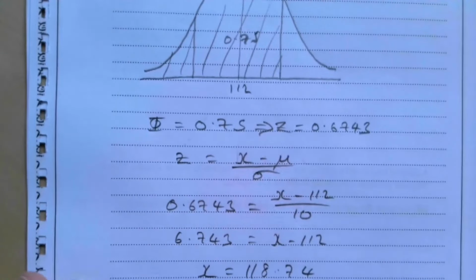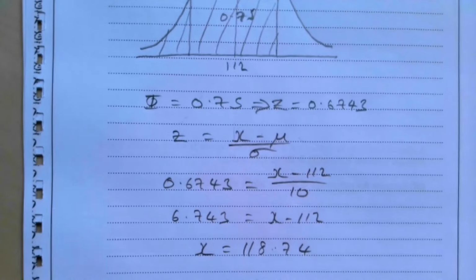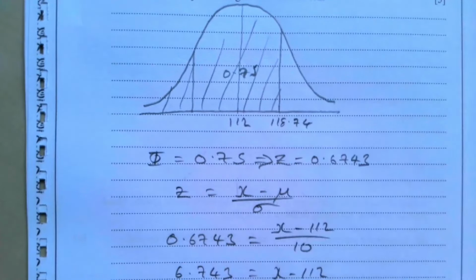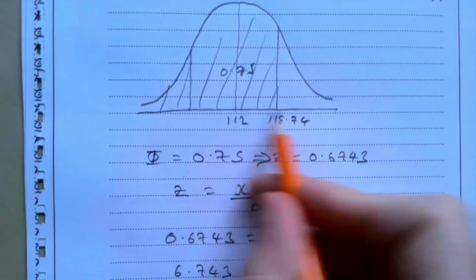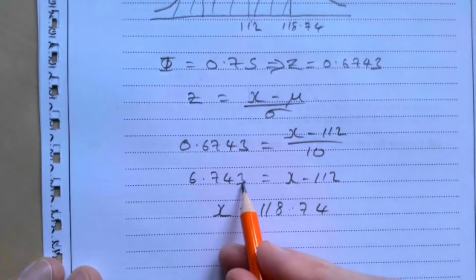Now we can do the same thing, but if we're kind of wise about this, we can get a decent idea. I can see that's 112 and that's 118.74. So that distance there is going to be our semi-interquartile range, which is 6.743. So if I just times that by 2, then that's actually going to give me a thing.